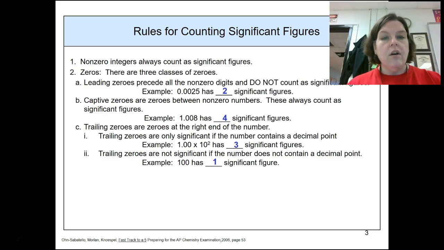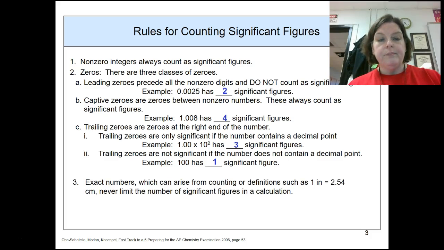Leading zeros are never, ever counted as significant figures. Zeros that are bookended by 2 significant numbers are always significant. Trailing zeros, if there's a decimal point, they count. If there's not a decimal point, they don't.